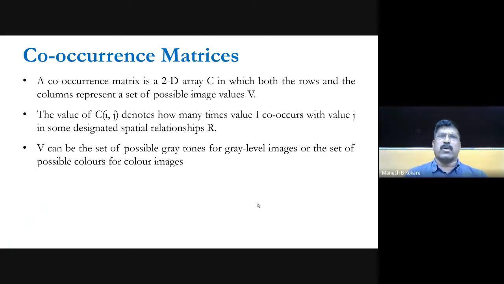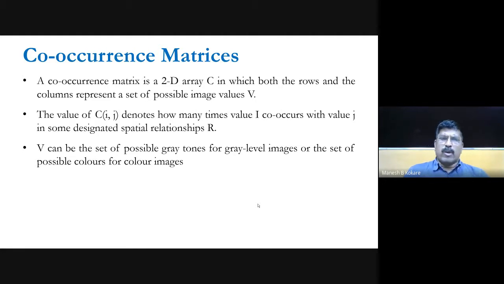So you know that a co-occurrence matrix is a 2D array, represented by C, in which both the rows and the columns represent the set of possible image values V. Now you know that in the case of a color image you have 3 planes, but in the case of a grayscale image you have only 1 plane, and the intensity value varies from 0 to 255. So V can vary from 0 to 255, right?